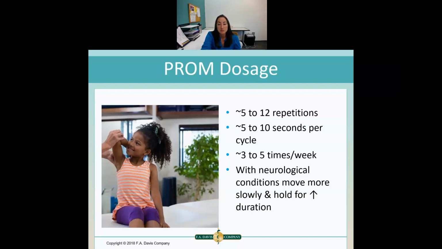With many of the neurological conditions, you have to take into account that any type of quick movement is going to cause them to have spasticity, which is a quick muscle tightness against that movement. So use really slow movements and hold for a little bit longer to decrease the amount of stimulation and keep them from becoming spastic with the movement.